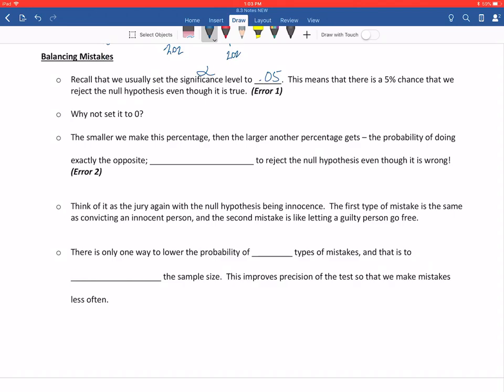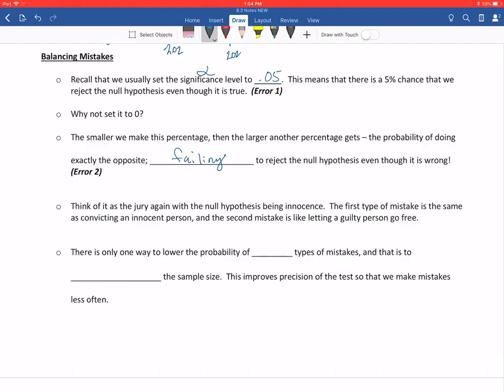So then the question arises, why don't we set this to 0? Why don't we make it a 0% chance that we ever would do this? Well, it's because that would basically make another problem even worse. The smaller we make this percentage, the larger another percentage gets, which is the probability of doing the exact opposite, which is failing to reject the null even though it's wrong. That's your error 2. So error 1 is rejecting it when you shouldn't have, and error 2 is failing to reject it when you should have.